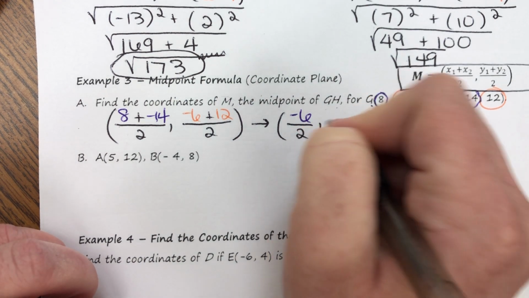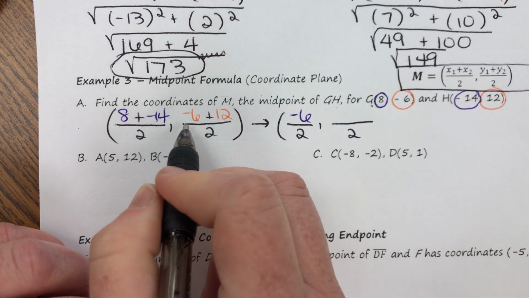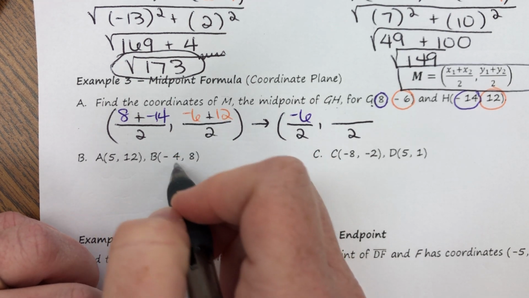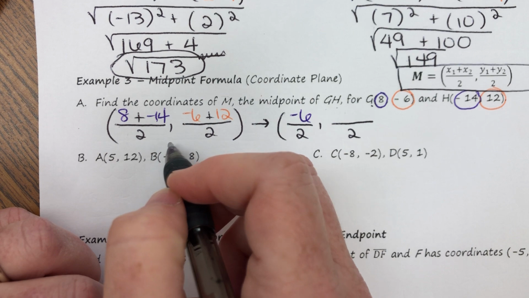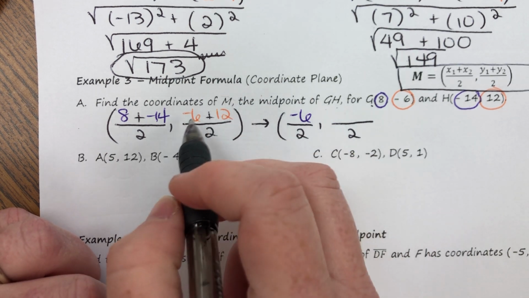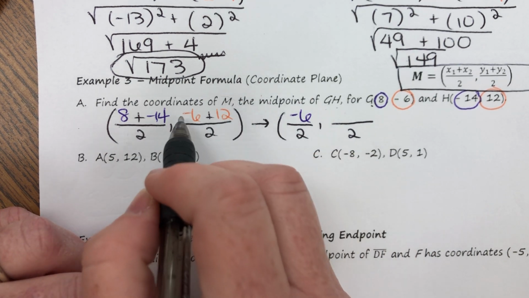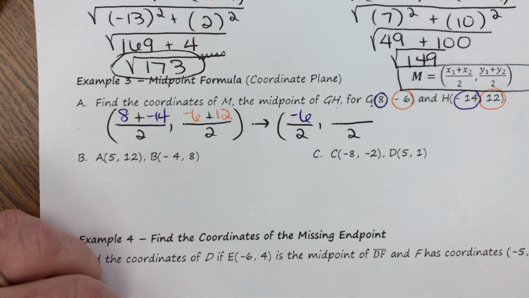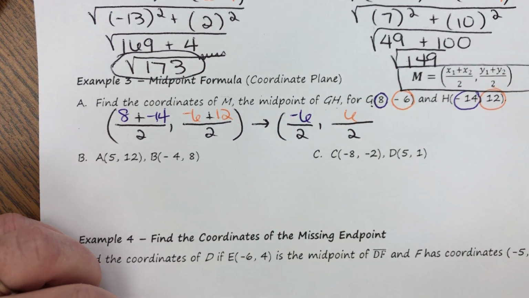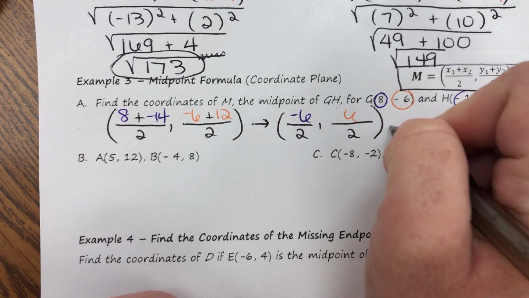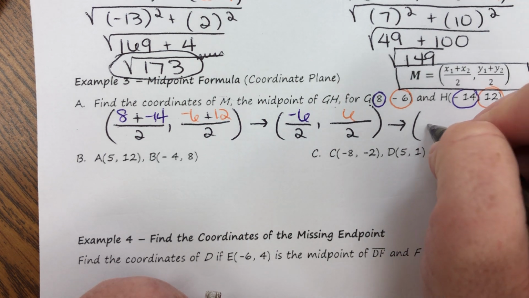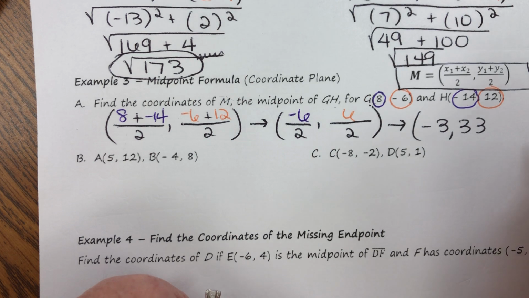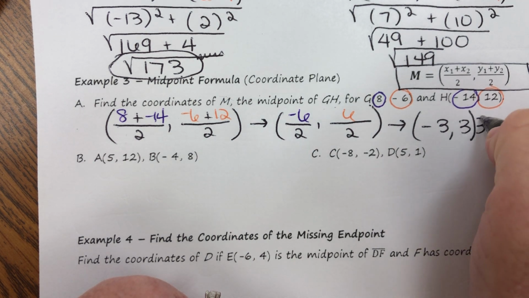And then when I add my y's, I misspoke before, you add together for the midpoint formula. You're just finding an average between your x's, average between your y's. So when I find the average of my endpoints, the y value, negative 6 plus 12 is positive 6. And then of course I have to divide both of those by 2. So I end up with negative 3 comma positive 3. That's my midpoint.